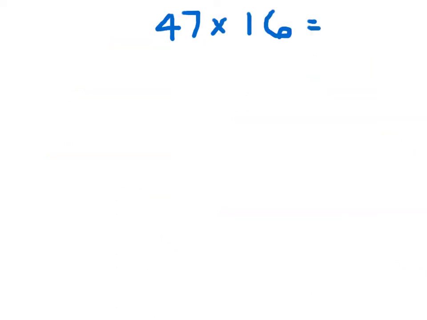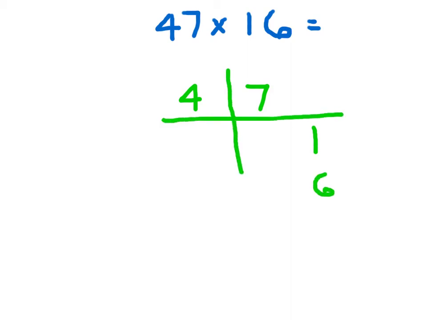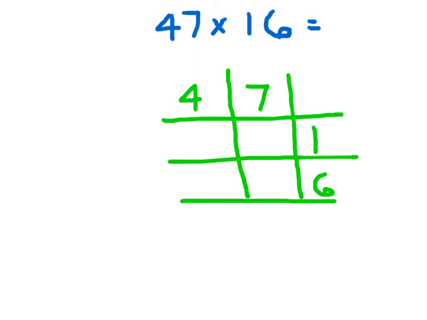Here I have the problem 47 times 16, and then so we'll set up that lattice. So we have 47 there, and we've got 16 here. And let's work on setting up that lattice, with those diagonals, with those grid lines. And I'm going to choose another color as I'm working out the problem.